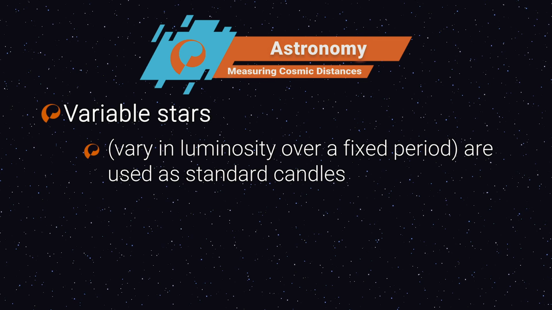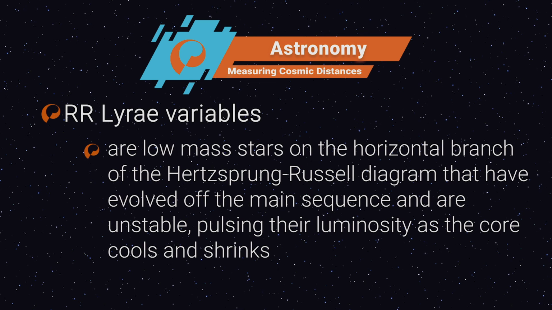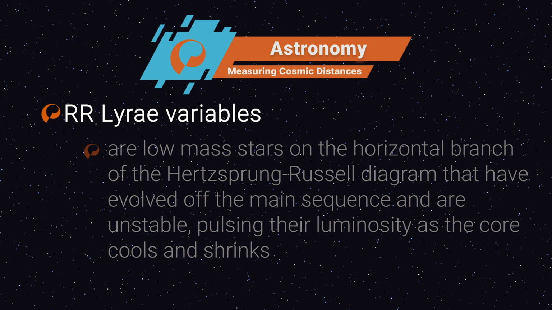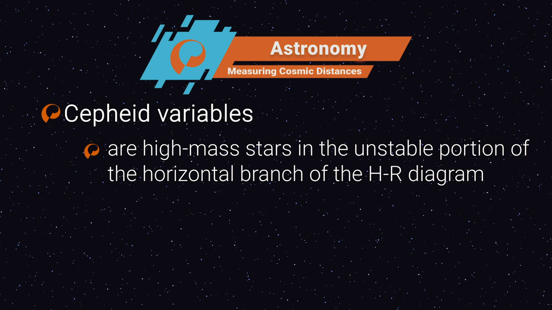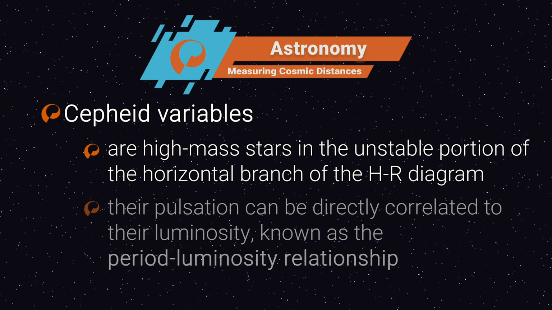Variable stars, which vary in luminosity over a fixed period, are used as standard candles. RR Lyrae variables are low-mass stars on the horizontal branch of the Hertzsprung-Russell diagram that have evolved off the main sequence and are unstable, pulsing their luminosity as the core cools and shrinks. They all have approximately the same luminosity, which can be immediately known once they are recognized. Cepheid variables are high-mass stars in the unstable portion of the horizontal branch of the H-R diagram. Their pulsation can be directly correlated to their luminosity, known as the period-luminosity relationship.